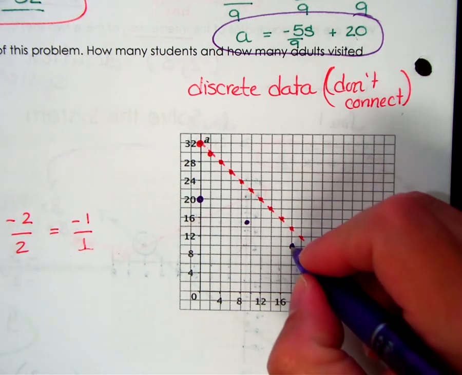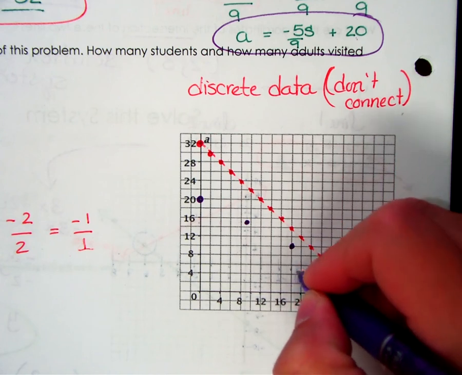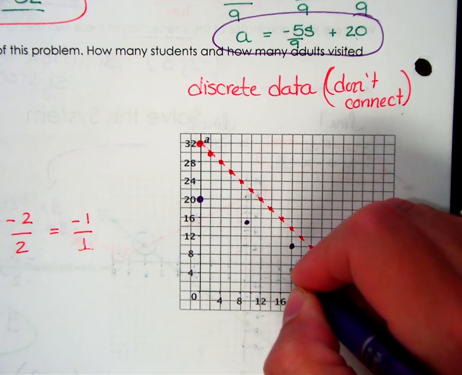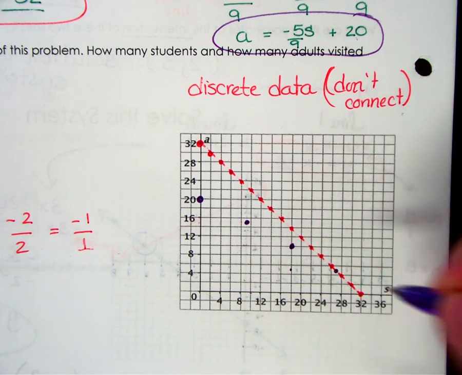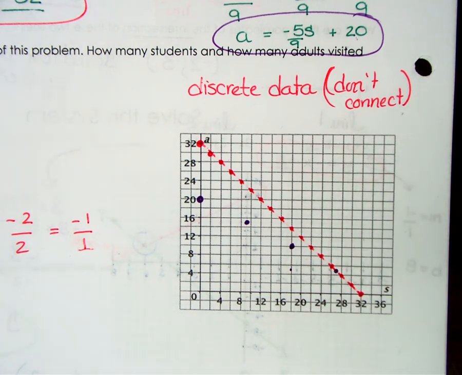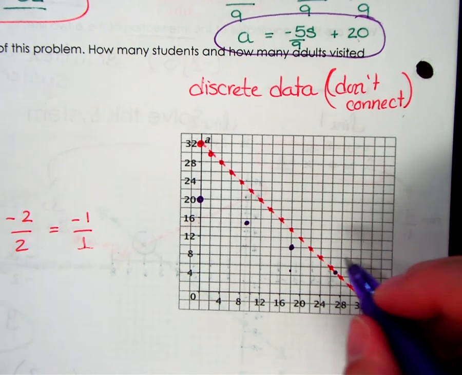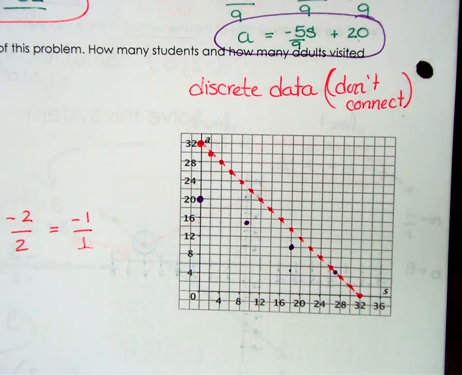Okay, so I got to go down 5. So 1, 2, halfway. And then 18 plus 9 is 27. Oh, look at that. I'm on that line. So now we got to figure that one out. Wait, are you on the line or just really close to the line? No, I'm on it. Wait, how?